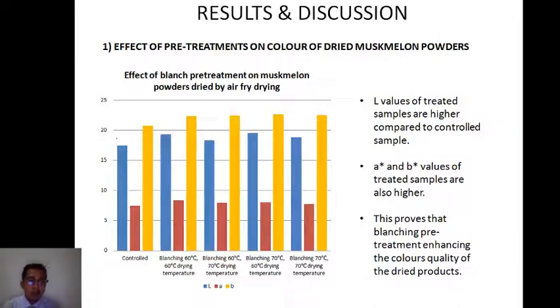And then this is the effect of blanch pretreatment on muskmelon powders dried by air fry drying. L values of treated samples are higher compared to controlled samples. A and B values of treated samples are also higher. This proves that blanching pretreatment enhances the color quality of dried products.